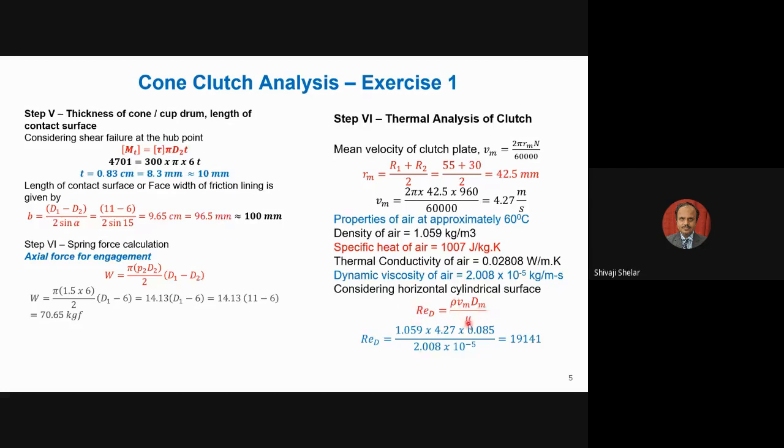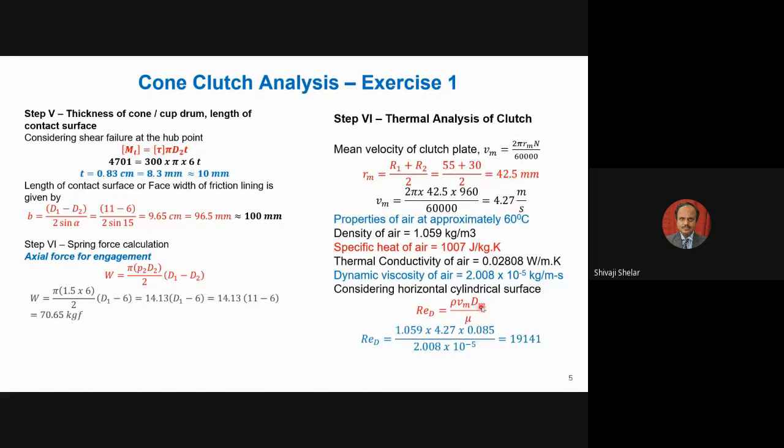So rho Vm Dm, where Dm is the mean diameter, because this is a conical element, so the diameter is changing at every location. So let's take the mean diameter upon the dynamic viscosity of air. Now we have taken this property data here, so you can put these values of property here. Rho is 1.059, Vm is 4.27, and Rm is 42.5, so Dm will be double of this, that is 85 mm.